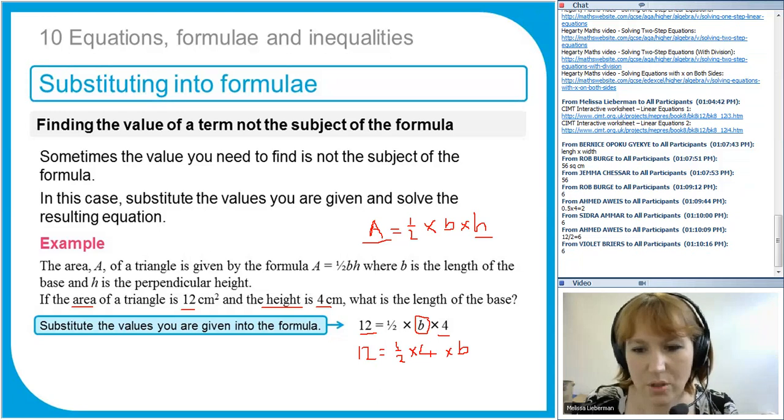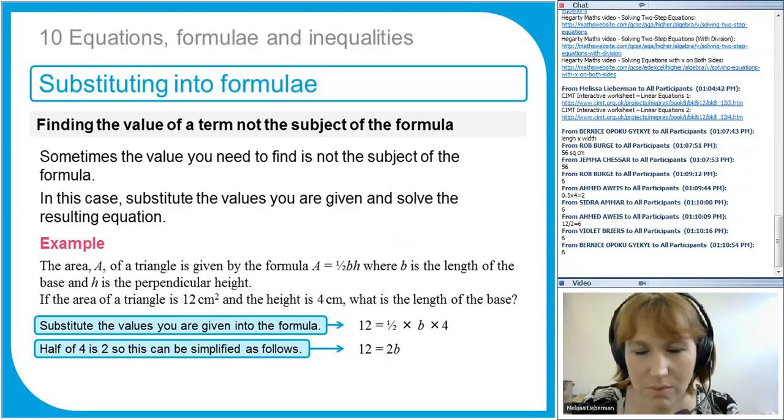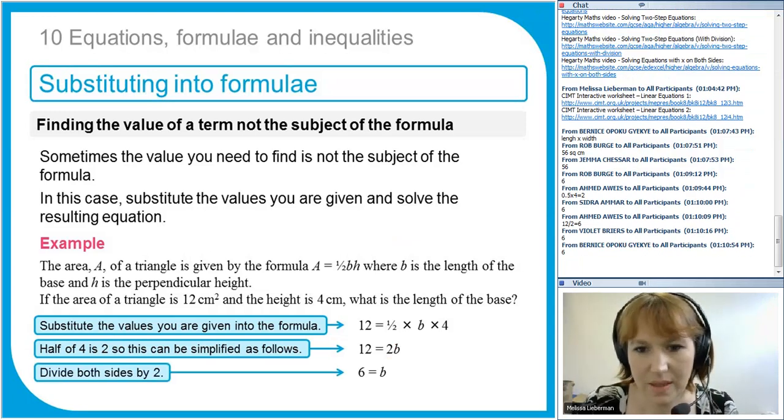Do it step by step. You don't have to get the whole answer straight away. So half of 4 is 2, and then I don't need to say 2 times b, I'll just say 2b. Is that okay? And then in the next step, to solve this equation, I'm going to divide both sides by 2 to get the b on its own, like that.